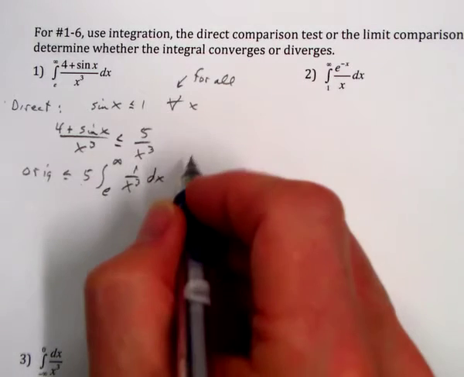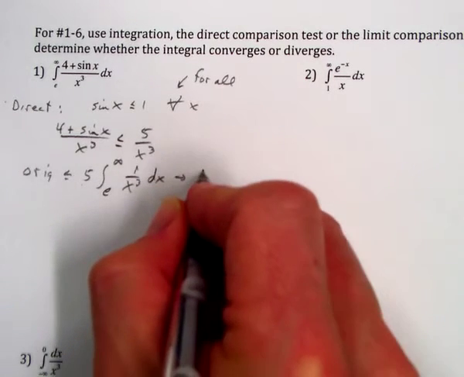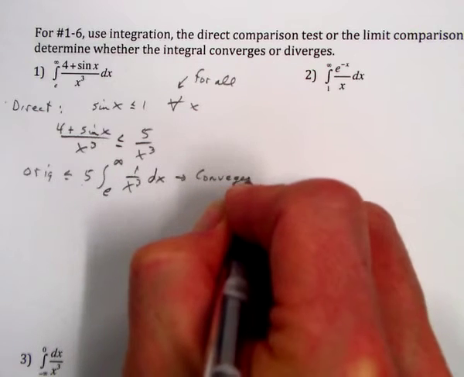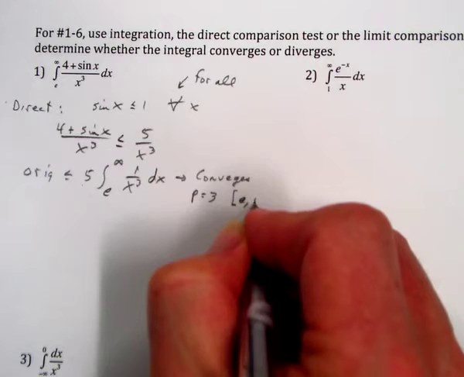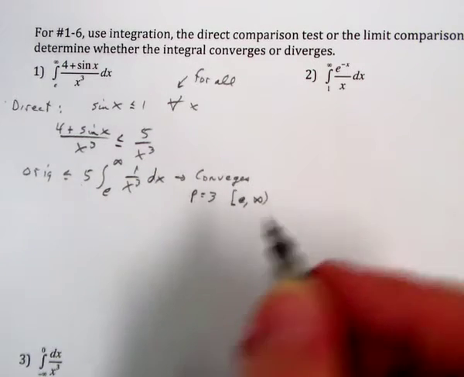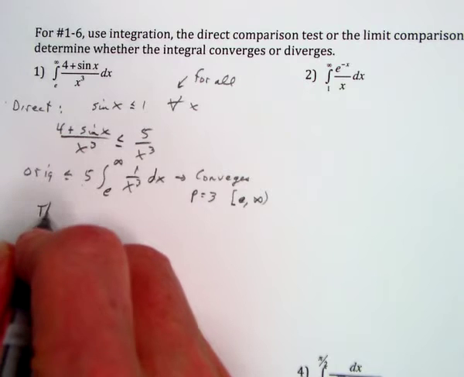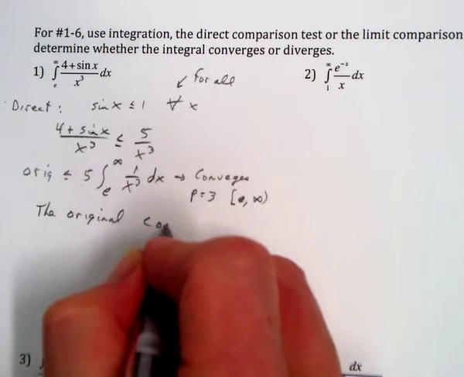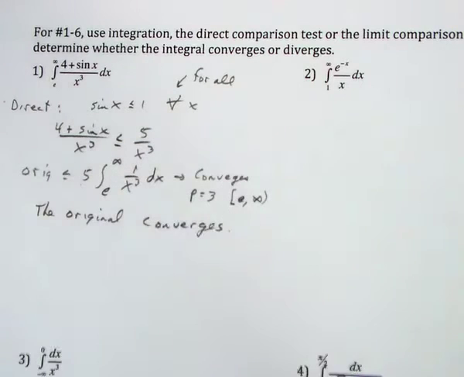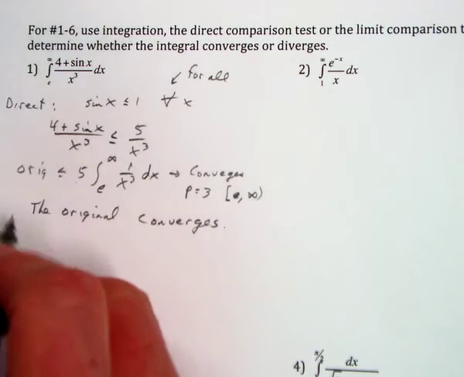So then when we're looking at this one, we can say this converges. Why? Because p equals 3 on this interval from e to infinity. So if this one converges and the original one is less than or equal to it, the original one also converges. So the direct comparison test would say, yes, we're guaranteed this converges. We don't know what it converges to, but we can apply some approximation.